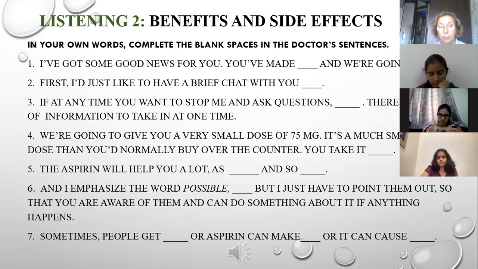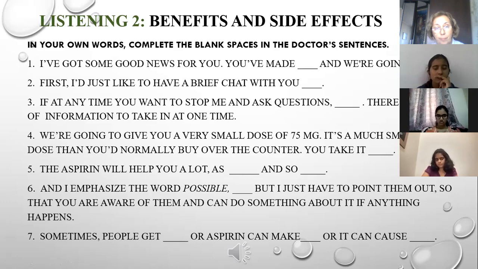Yeah, fine. The first tablet, which I'm sure you're familiar with, is this little white one, aspirin. Yeah. We're going to give you a very small dose of 75 milligrams. It's a much smaller dose than you'd normally buy over the counter. You take it by mouth once a day after a meal from now on. Okay. Why do I need to take it? The aspirin will help you a lot as it thins the blood and so helps to prevent further attacks.